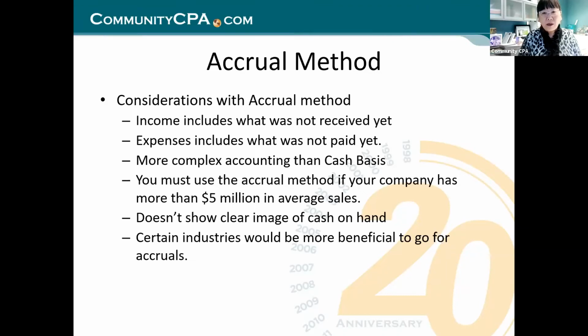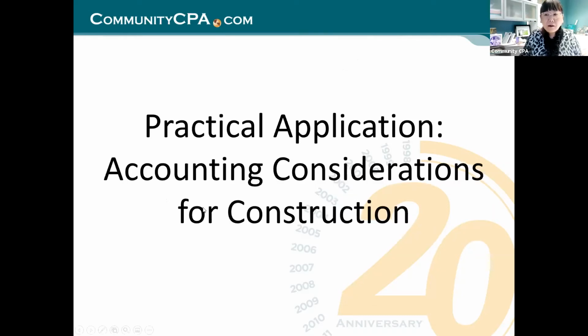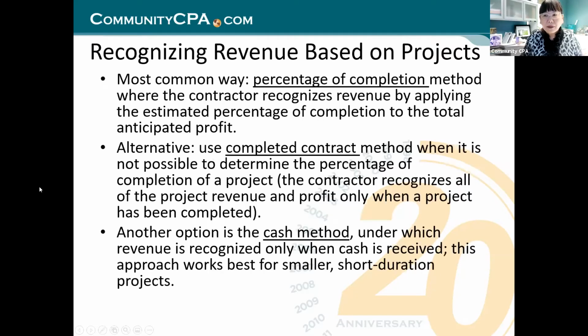You feel for the moment, for the present, but your accrual method is like in the future or in the past. So it's just not at the present. So that is the challenge for a construction company. So now there is a thing called accounting considerations for a construction company.